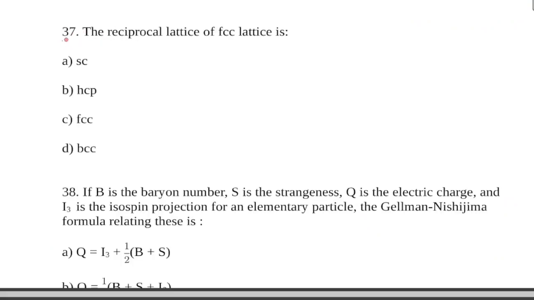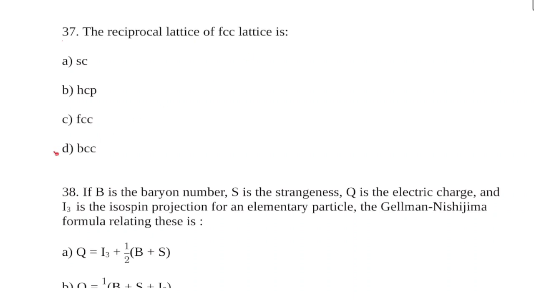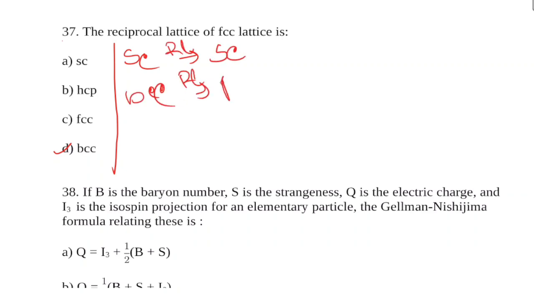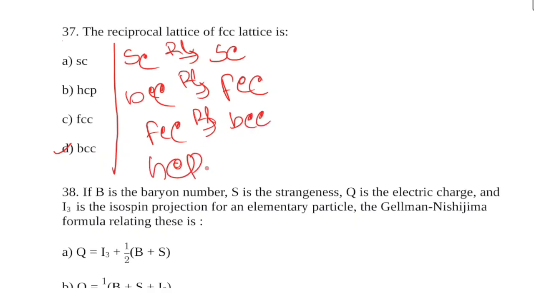Next, question number 37. The reciprocal lattice of FCC lattice is BCC. Similarly, you should remember for all: for simple cubic, reciprocal lattice is simple cubic. For BCC, reciprocal lattice is FCC. For FCC, reciprocal lattice is BCC. Okay. Next, for HCP, reciprocal lattice is HCP.